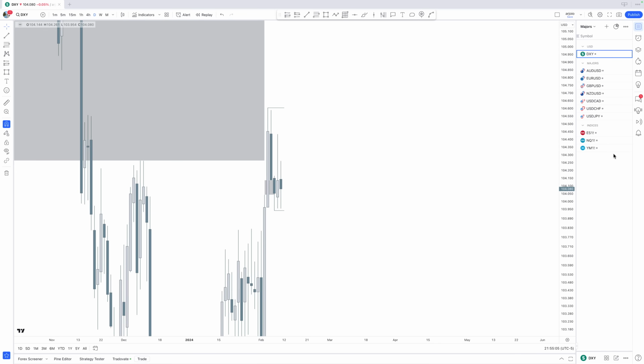Now the indices, you should know, are also affected a little bit less than Forex pairs, but you will see when the dollar is not trending, not having nice price action, the indices are also affected by that.